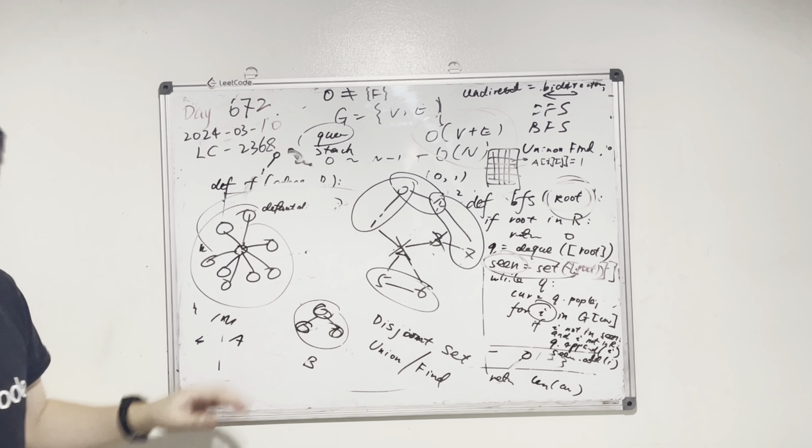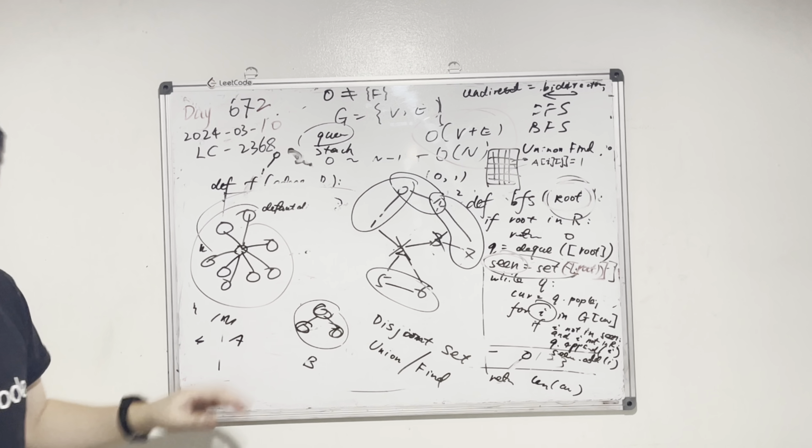Otherwise, we just say disjoint set dot union, or merge union. Union A and B. So what does it mean? It means let's merge the group of A to the group of B, so A and B belong to the same group. And at the end, that's it.